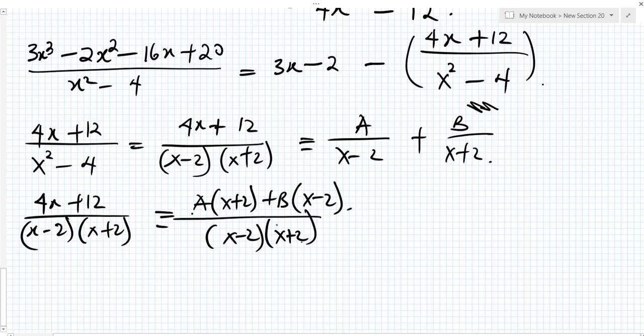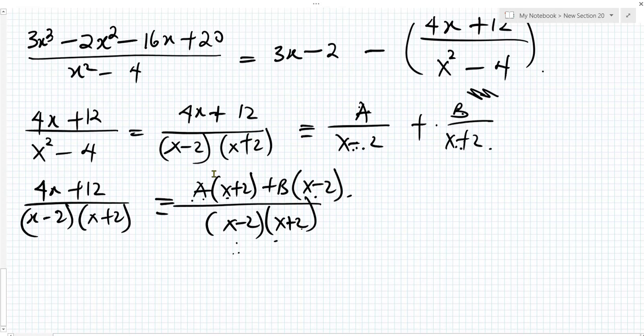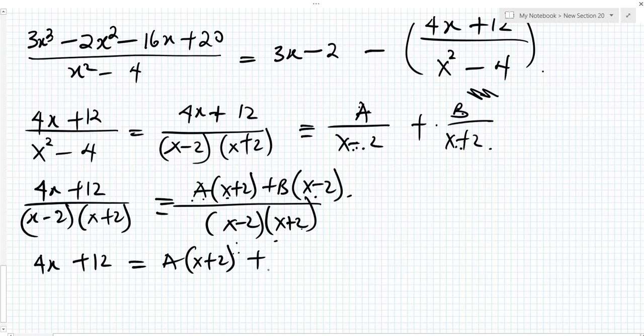Or you can practically say this times this plus this times this divided by this times this. This times this is this. This times this is this. This times this is this. So it should also give us the same thing. So equating the numerator, you have 4x plus 12 equal to a into x plus 2 plus b into x minus 2.